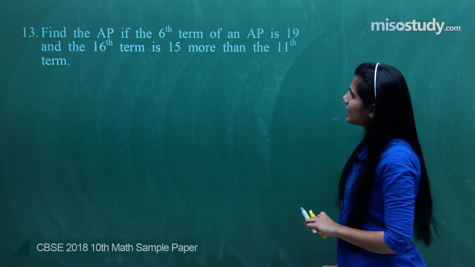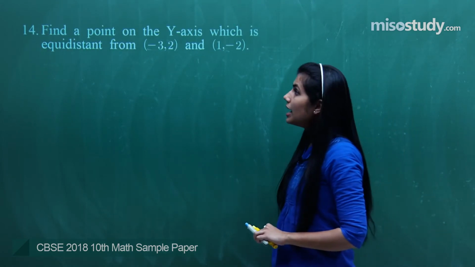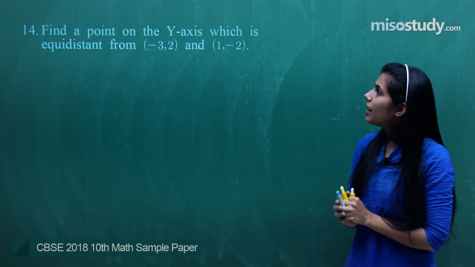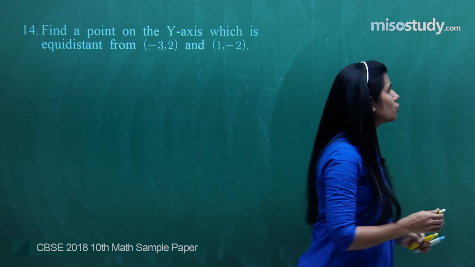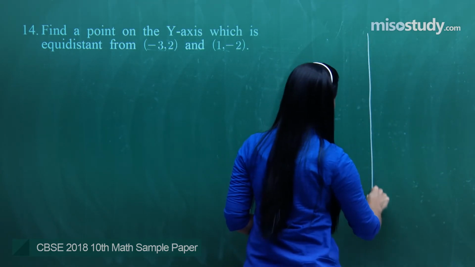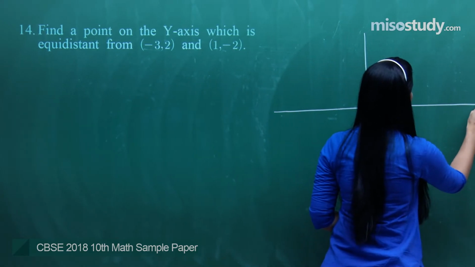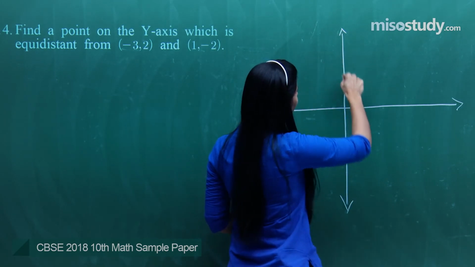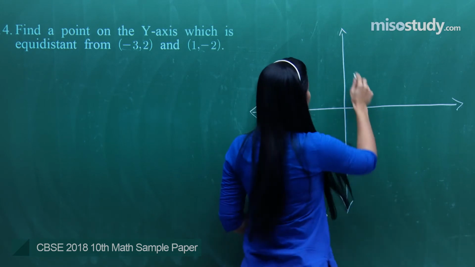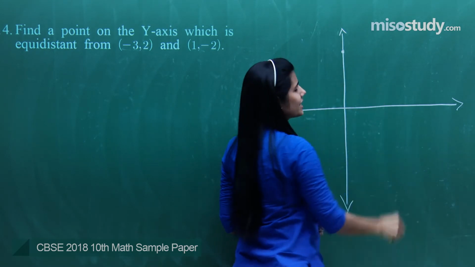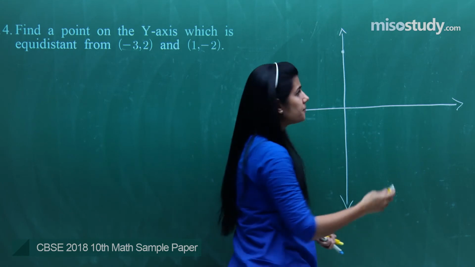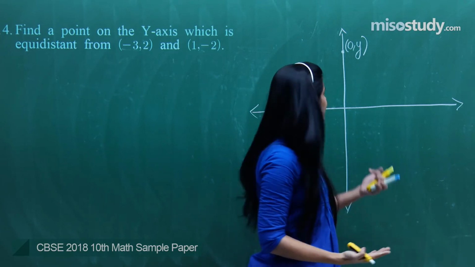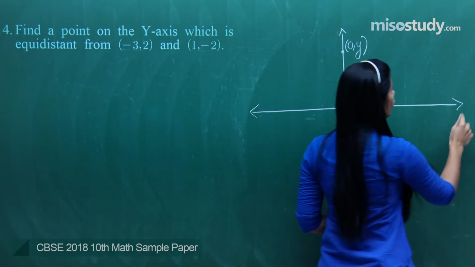Let's see what happens to be the next question. Okay, so the last question of section B is dealing with what? It is saying find a point on the y-axis. So there is a certain y-axis and an x-axis. Any point on the y-axis looks like what? Any point which lies on the y-axis has x coordinate 0. So this looks like 0, y.